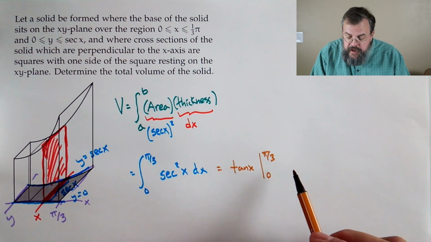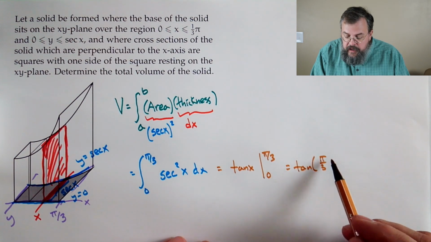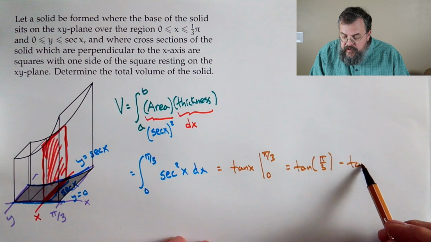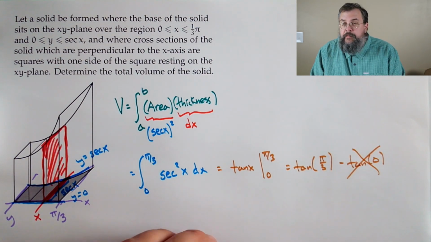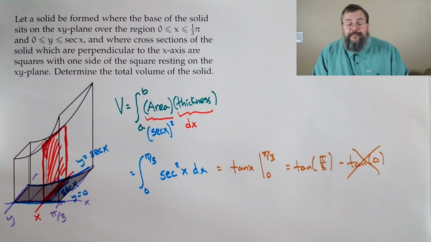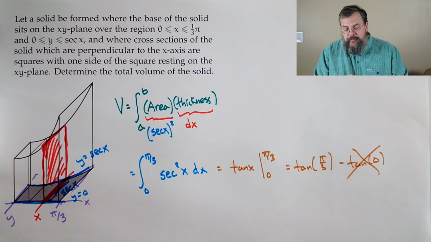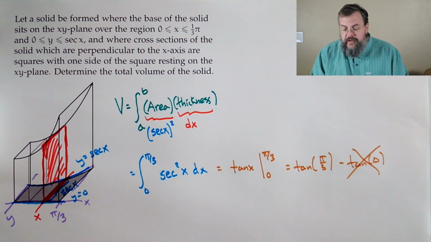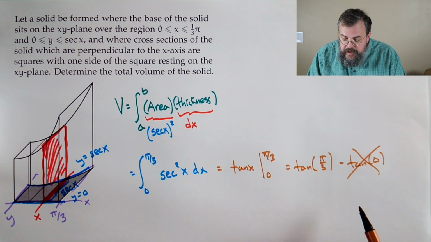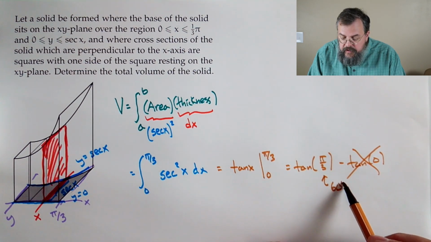So that's going to be tangent of pi over 3 minus tangent of 0. Well, tangent of 0 is 0, so that goes away. Tangent of pi over 3. Well, do we know what that is? It turns out pi over 3 isn't just any angle. It's a rather nice angle. And if you're more comfortable with degrees, it's 60 degrees.